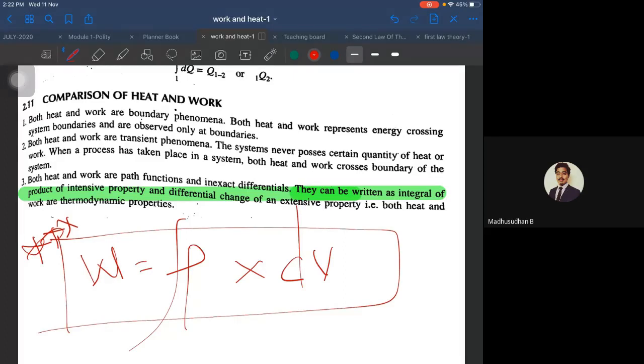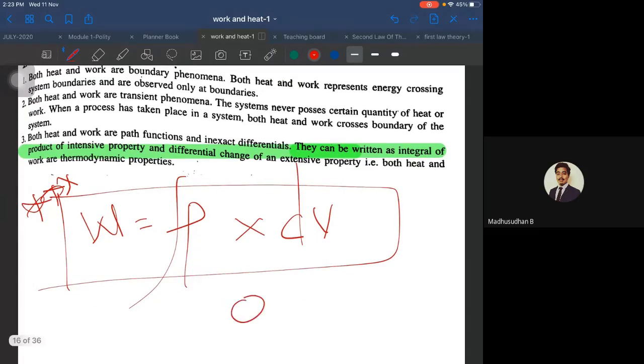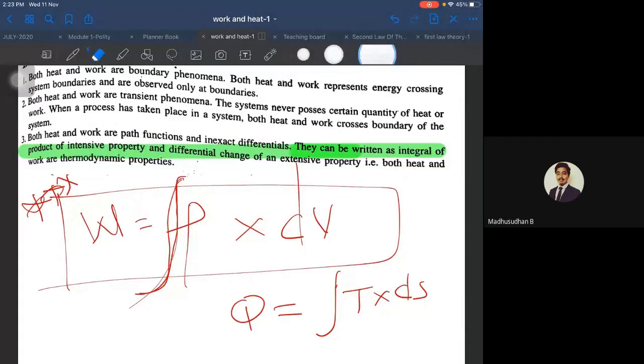Yes, sir. So that is how they are. Both of them can be written as such. As of now, you will not be knowing how to calculate Q. I will say Q is given by the integration of T dS, temperature into change in entropy. We will analyze all this in the coming future. So both of these can be written as the integral of the product of an intensive property and the differential change of an extensive property. Just a beautiful sentence.